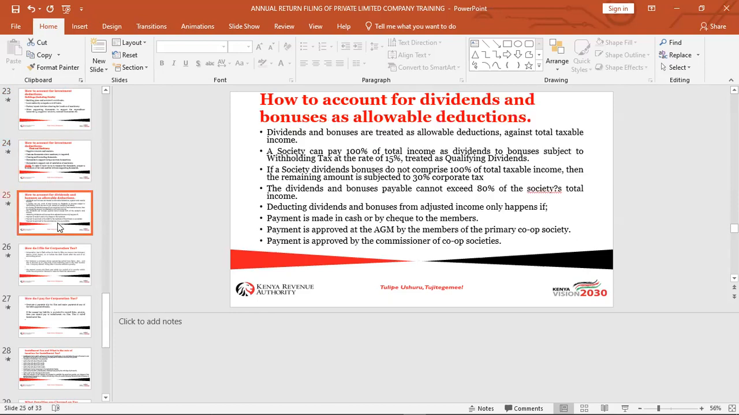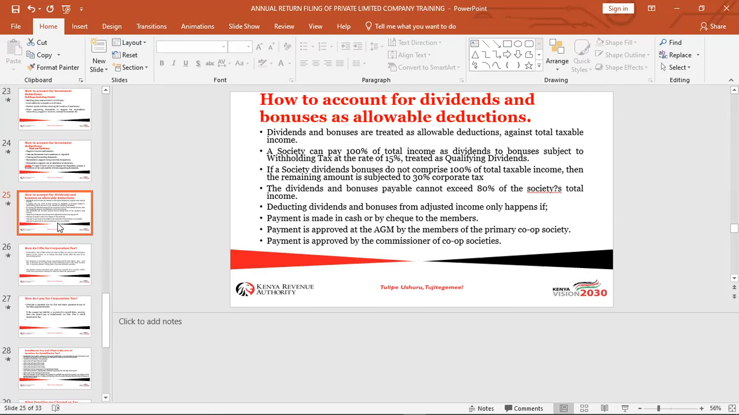Then how do I account for dividends and bonuses? All these dividends and bonuses are allowable deductions, the same as what we have seen above. That is, dividends and bonuses are treated as allowable deductions against total taxable income. A society can pay 100% of total income as dividends to members, subject to withholding tax at a rate of 15%, treated as qualifying dividends. If dividends and bonuses do not comprise 100% of total taxable income, then the remaining amount is subjected to 30% corporate tax.